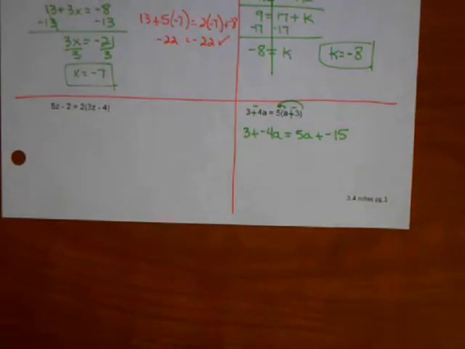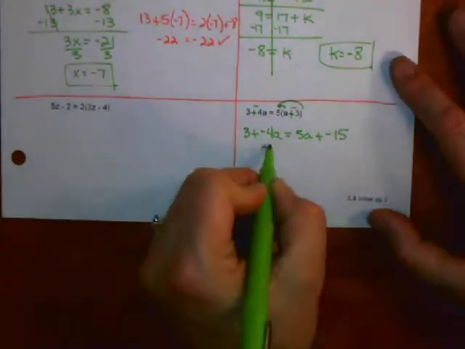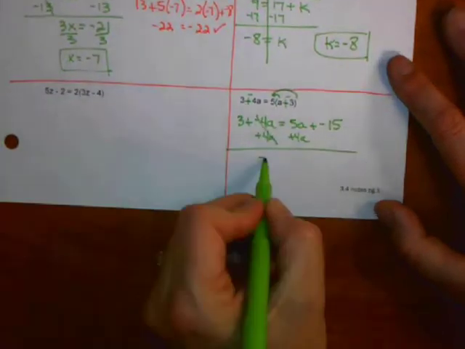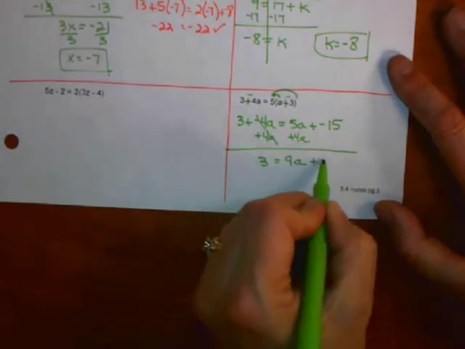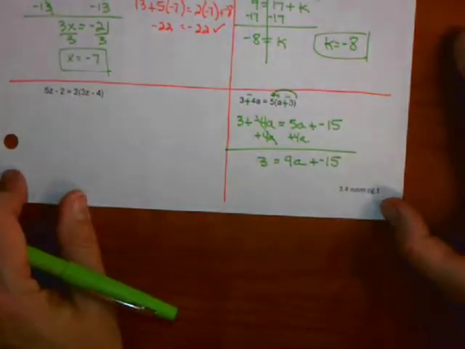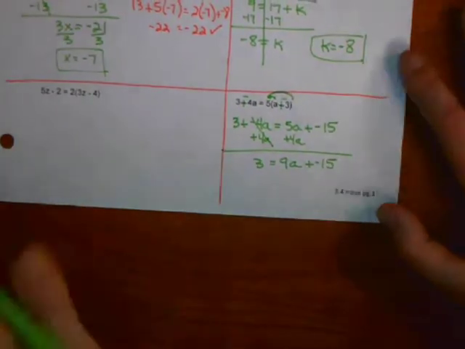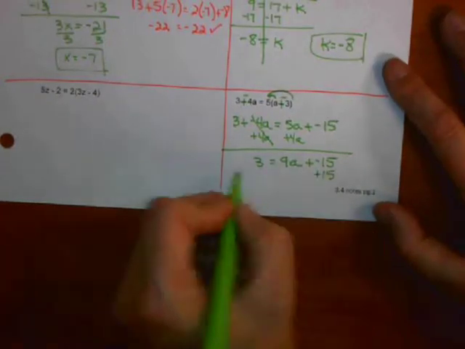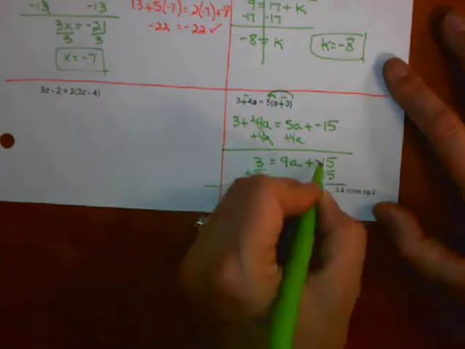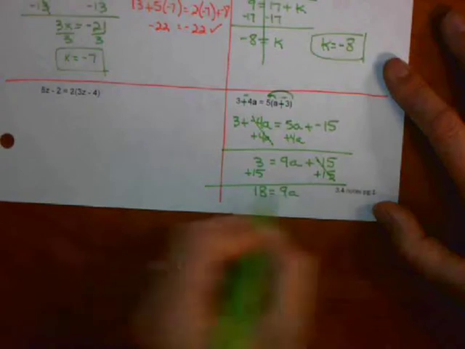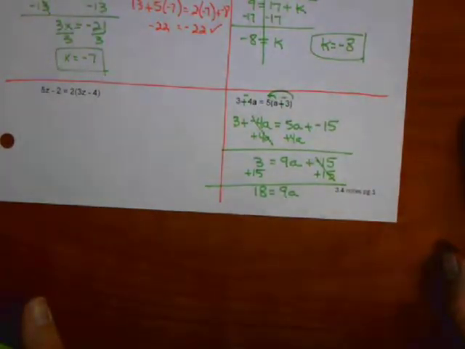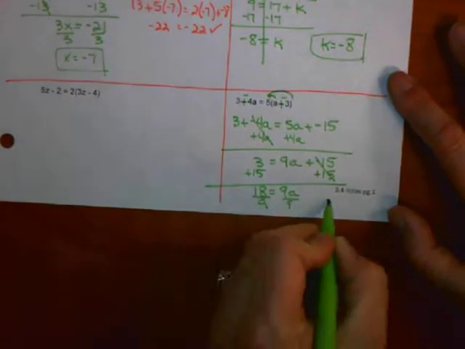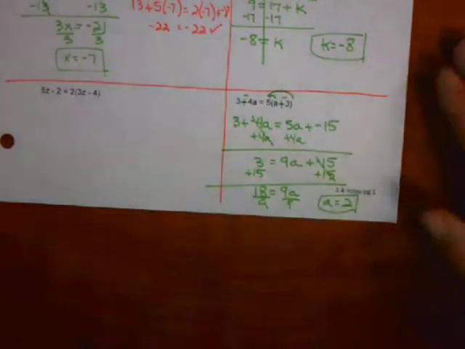Now let's move the a's. Doesn't matter which one. I'm going to get rid of the negative. Move them as a chunk. What's next? Right on. Add 15. What's next? Divide by 9. How you feeling about this so far? A equals 2.